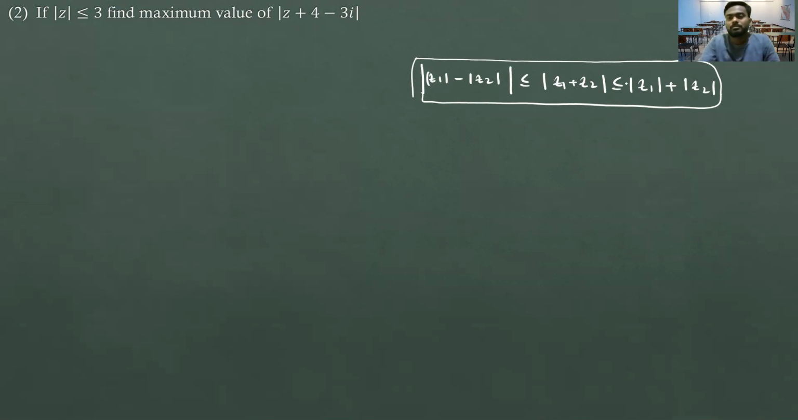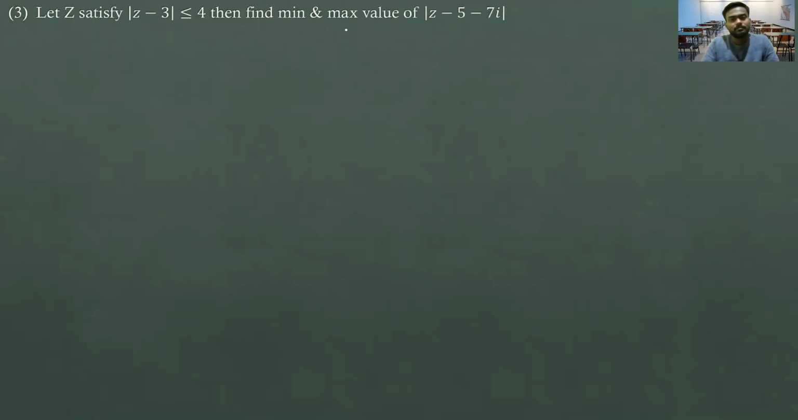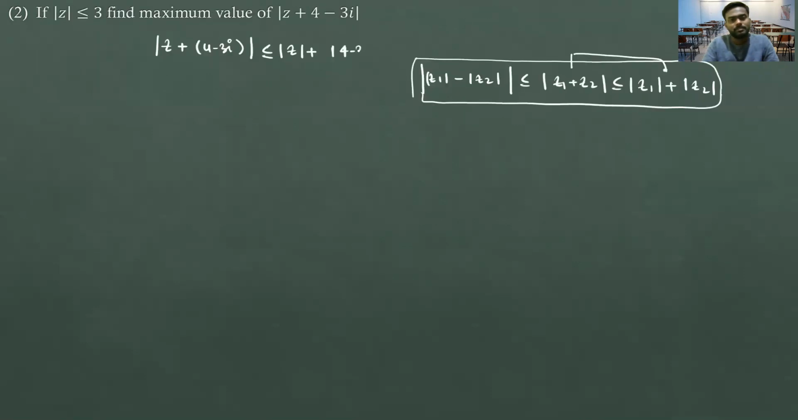Which inequality should we use here? We can use this one. Here I will write this as modulus of z plus 4 minus 3i. So this will be less than or equal to modulus of z plus modulus of 4 minus 3i. We want the maximum value, so to take the maximum value, since z is always less than or equal to 3, we take the maximum from here.